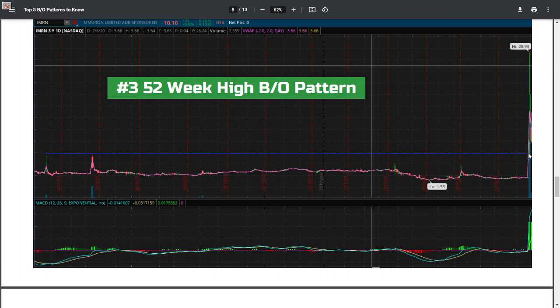We came down. I remember this play, IMRN. I think this may have been my U-shaped play. I'm going to show you here in a minute. We bounce off this, look, this old 52-week high area. And then we roll back up to 28.99. Now, this was over here. Look at February of last year.